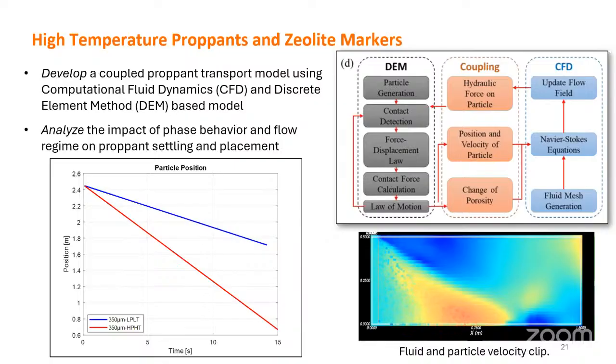On the left, we're doing some preliminary study with single particle drop under different conditions. The blue is a particle drop in a room temperature, room pressure case. You see a pretty stable linear line, which agrees with the Stokes equation analytical solution. Red is the same particle in the same fracture, but under high pressure and high temperature. Obviously, the high temperature causes fluid viscosity and density to drop, so you see the particle settling much faster.